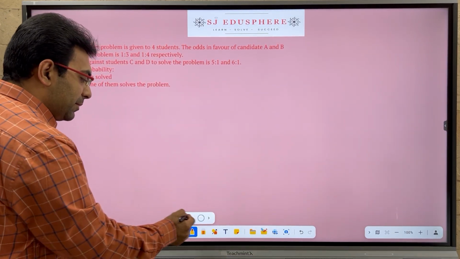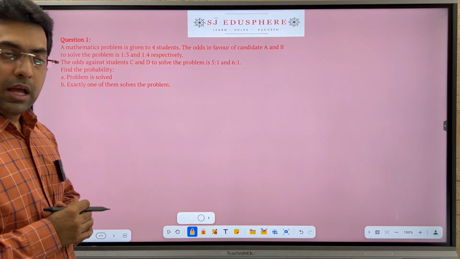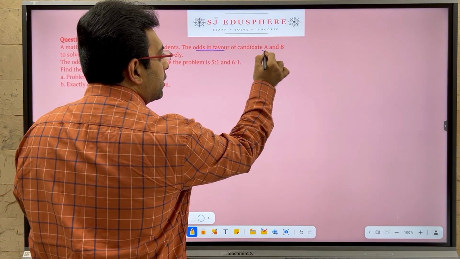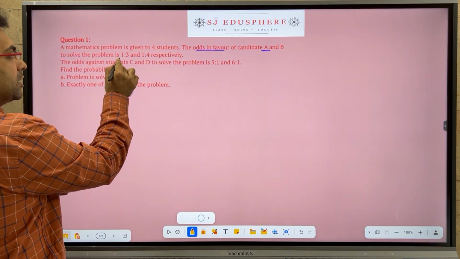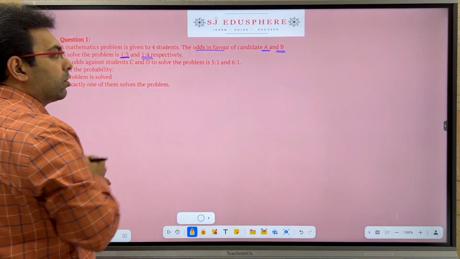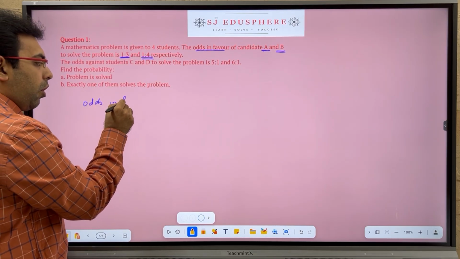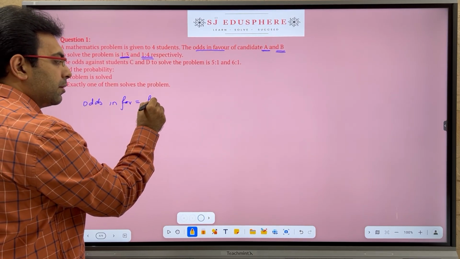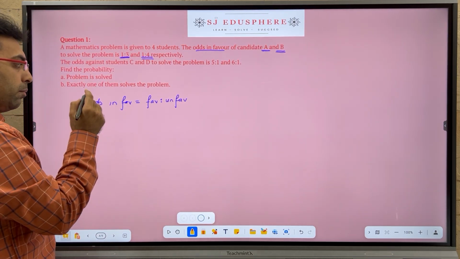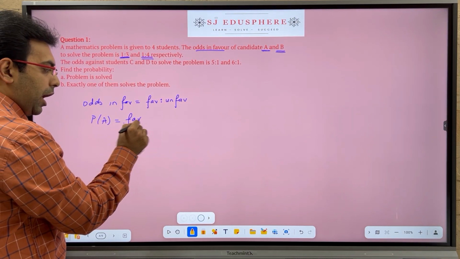My very first sum says, a mathematics problem is given to 4 students. The odds in favor of candidate A is 1 is to 3 and that in favor of B is 1 is to 4. What do I mean by odds in favor? Odds in favor means favorable is to unfavorable. So probability of it happening is favorable upon total.